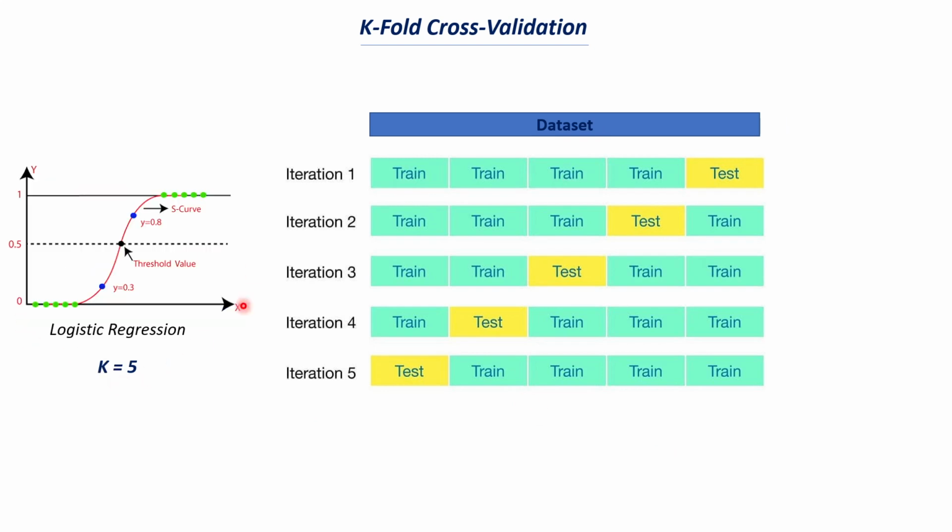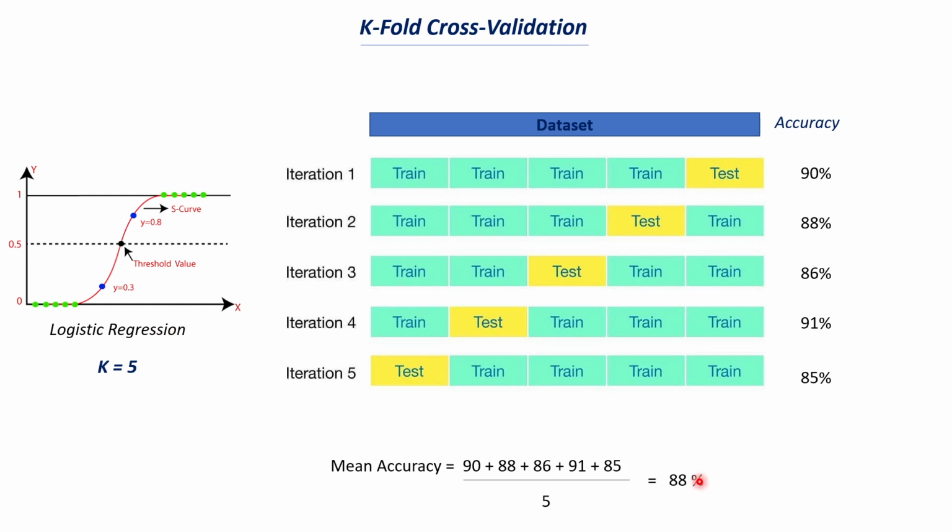Once we do this with the support vector machine, we will do the same procedure with a logistic regression model. Every procedure is the same. In this case, we have 90% accuracy for the first iteration, in the second iteration it's 88, the third is 86%, then 91, and 85. These are the 5 accuracy scores we are getting for logistic regression, and let's say that the mean accuracy is 88%.